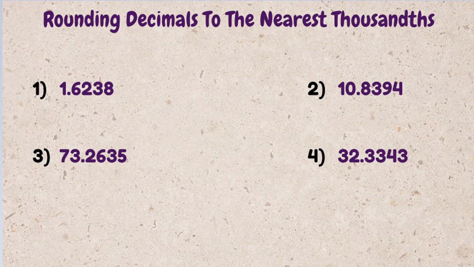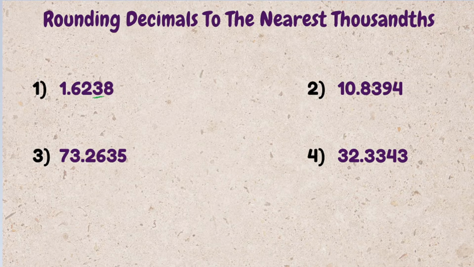Let's check out the first one. Example 1, 1.6238. Well, we know that in this example, the 6 is in the tenths spot, the 2 is in the hundredths spot, and the 3 is in the thousandths spot. That's what we want to round to. So we evaluate the 8, and we say if it's 5 or higher, we round the thousandths up. So 1.6238 rounds to 1.624.